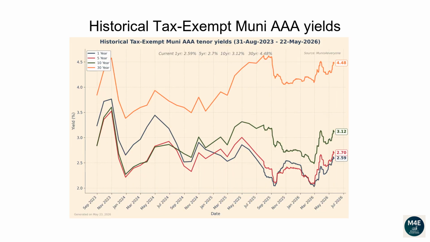This line plot and the next plot show how each tenor of the Muni yield curve has changed over time. From the 31st of August 2023 to the 22nd of May 2026, the 1-year yield has dropped from 3.24 to 2.59. The 5-year yield has dropped from 2.85 to 2.7. The 10-year yield has increased from 2.84 to 3.12. The 30-year yield has increased from 3.85 to 4.48.